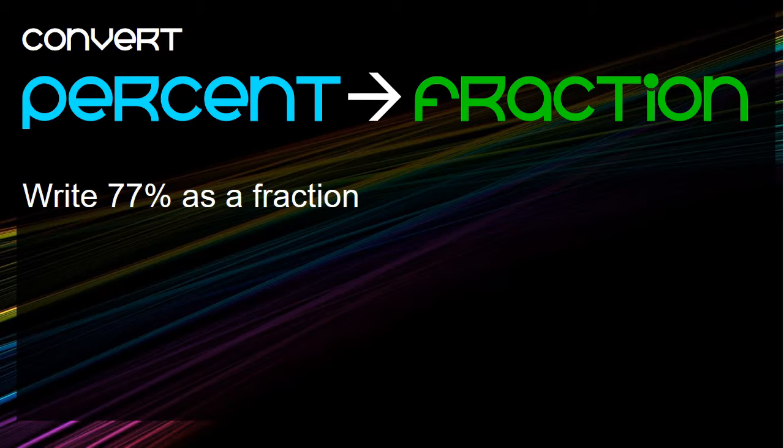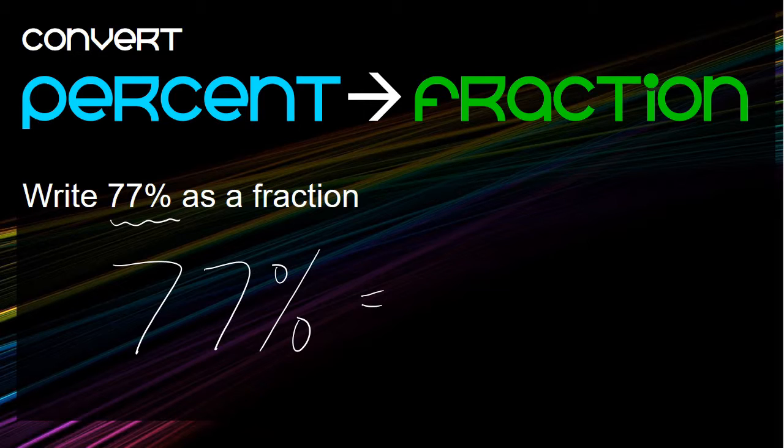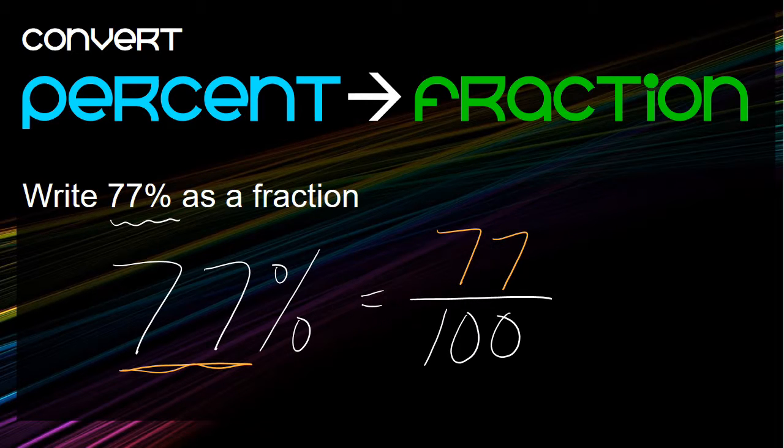So here's another example. Here we're going to write 77% as a fraction. In order to do this, our denominator is 100, and our numerator is our percent. So we're going to write 77 over 100, and we're going to simplify. The good news about this one is it is already simplified. Yay!